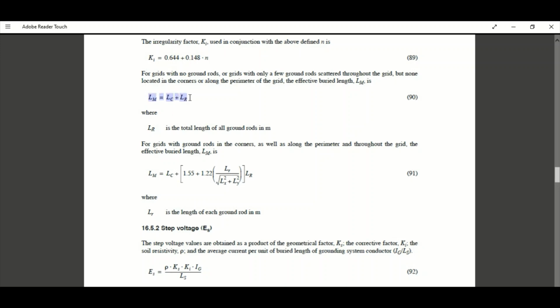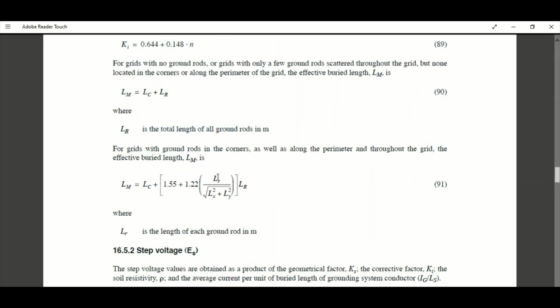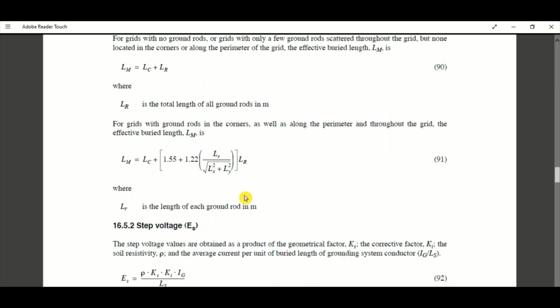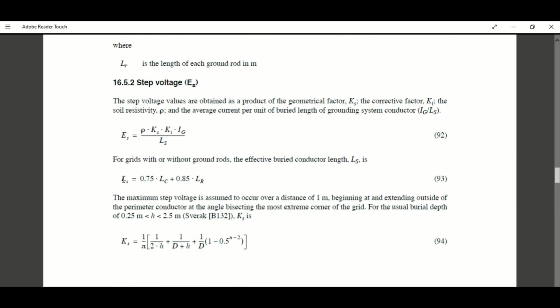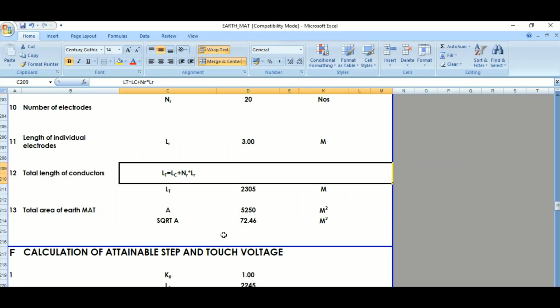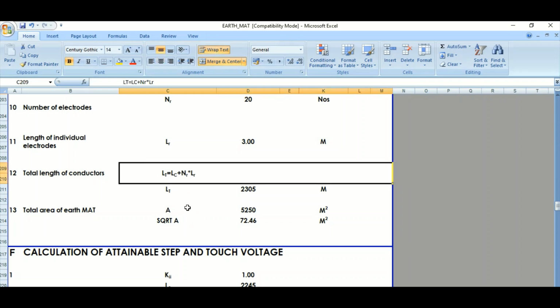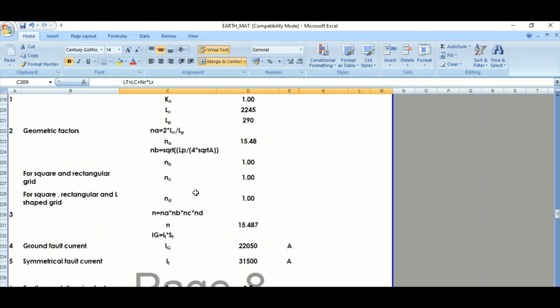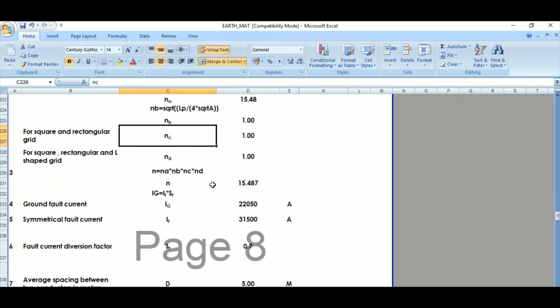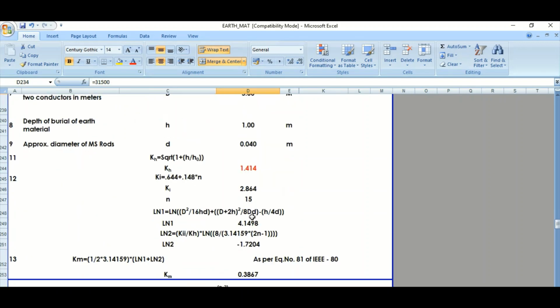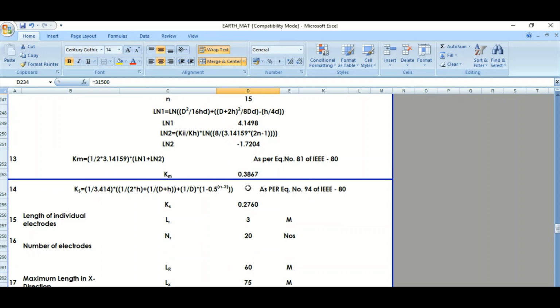Lm equals Lc plus Lr, where Lr is the total length of all ground rods in millimeter. So here Lm is calculated in this way, and finally it comes to Ls equals 0.75 Lc plus 0.85 Lr. In terms of equation it is like this. And here, if you put all the values in, you can get the ultimate result.